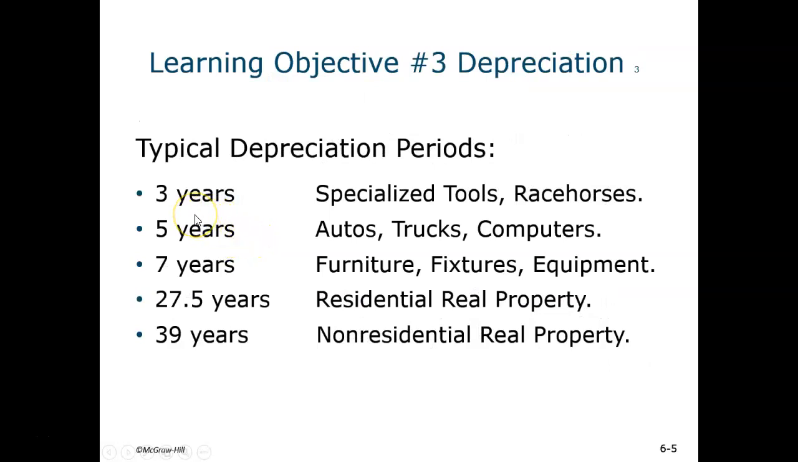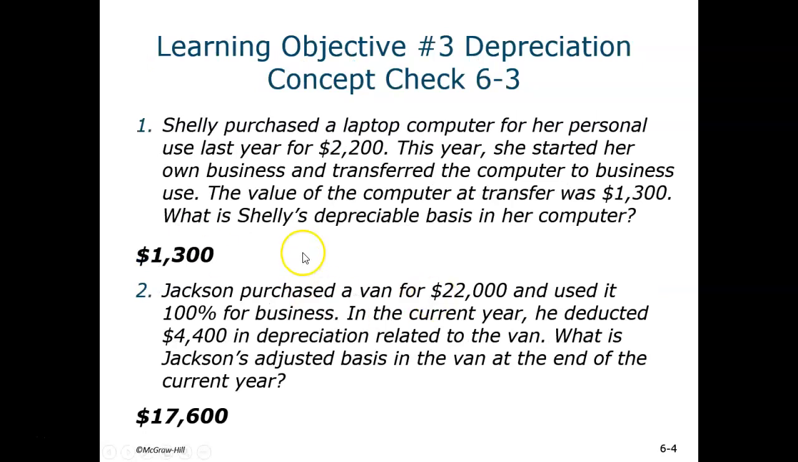All right, and let me just go back a second to the second slide. It says Jackson purchased a van for $22,000 and used it 100% for business. Now, let's stop for a moment. In tax project number 2, you have a situation where the person has their own business and they're using a van. However, in that case, they're not using it 100% for business. So one of the things that we have to look at is what percentage did she use it for business, and that's going to be the allowable amount of expenses that she gets to deduct. So, also it goes in the current year, he deducted $4,400 in depreciation related to the van.